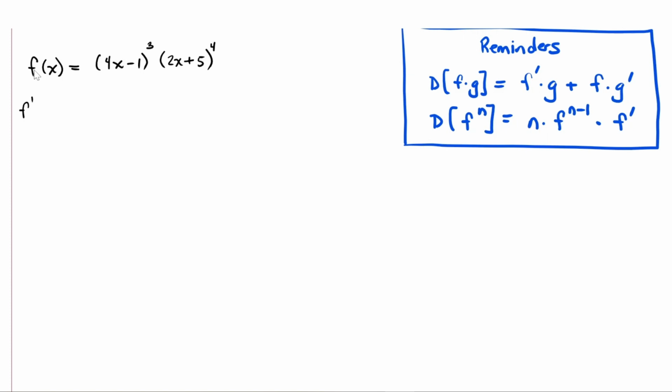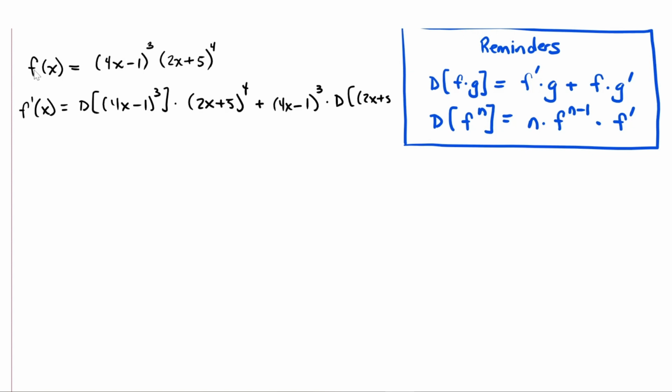So we know that f prime of x is equal to, so it's the derivative of (4x minus 1) to the third times (2x plus 5) to the fourth plus (4x minus 1) to the third times the derivative of (2x plus 5) to the fourth. There we go. Just barely fit that there too.